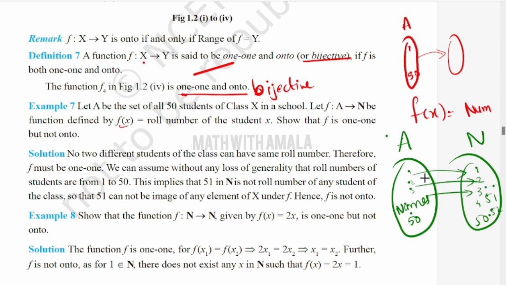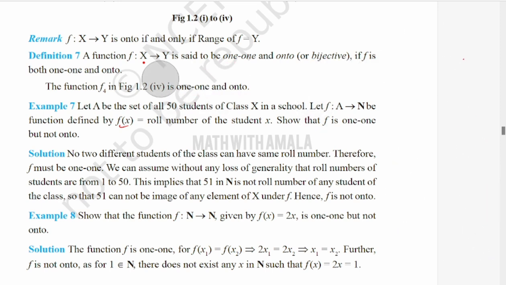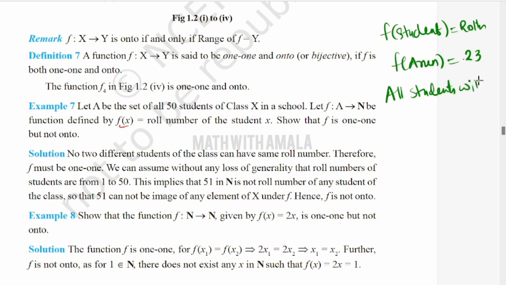So for each name, you can give some number from the natural number set. For example, let's take Amal for the first one. Then, like that, you can give different roll numbers in order for each. Hence, the function is f of a particular student equal to the roll number of that student. So let's take f of Arun, or f of Midun, which is equal to 23. Or else we can give some other names, f of Nila equal to 25, or f of Amal equal to 1. Like that you can give different numbers.